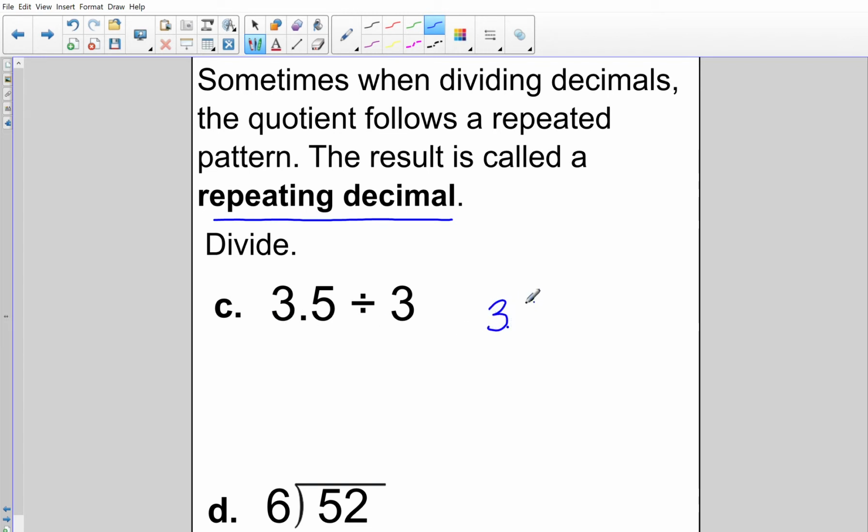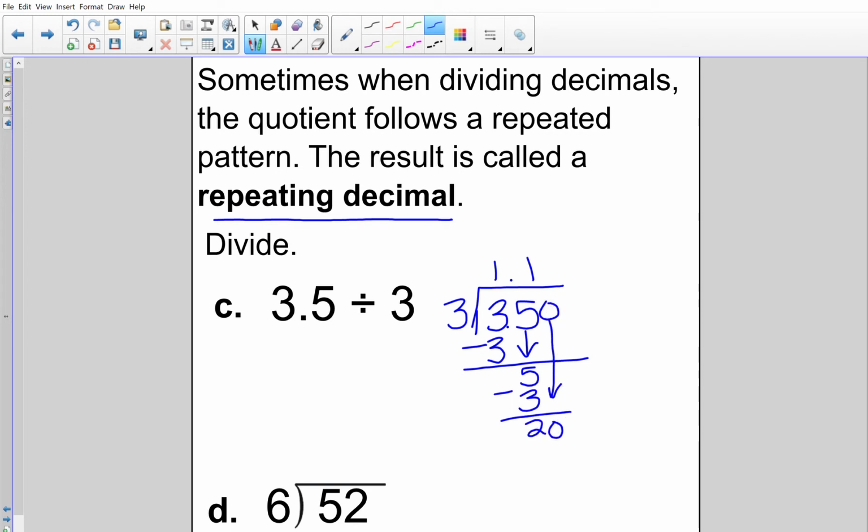We have 3.5, and we're going to divide it by 3. So I'm going to bring my decimal up. 3 goes into 3 once. That's exact. Nothing left over. Bring down my 5. 3 goes into 5 again once. 2 left over. Can bring down a 0. 3 goes into 20. Let's see, 6 times. That's going to give me 2. And bring down another 0.